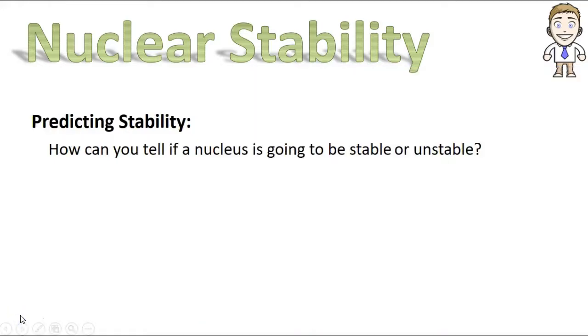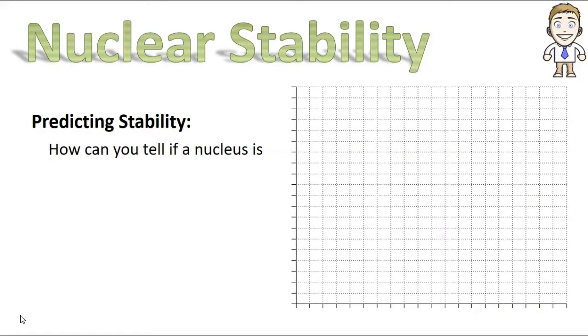The next question is, how do you tell? How do you predict if a nucleus is going to be stable or unstable? You know it's based on protons and neutrons, but maybe there are some actual rules we can look at so you can tell for any nucleus. To do this, we're actually going to make a graph. Some people don't like graphs or anything having to do with math, but this is a nice simple one.